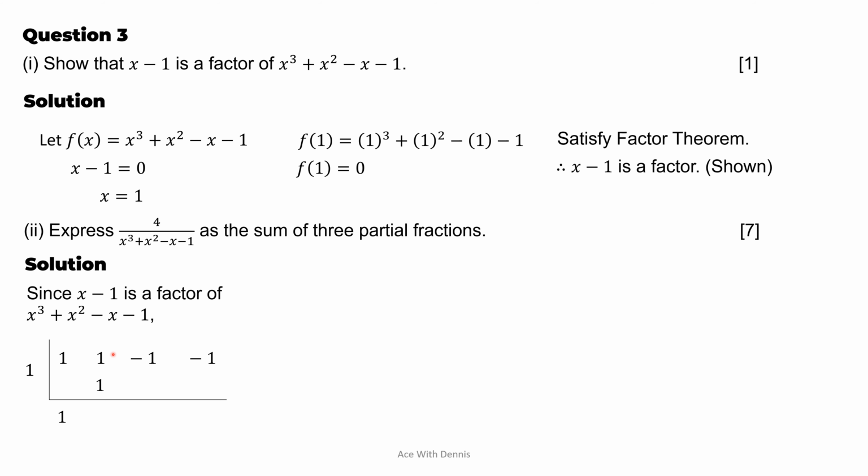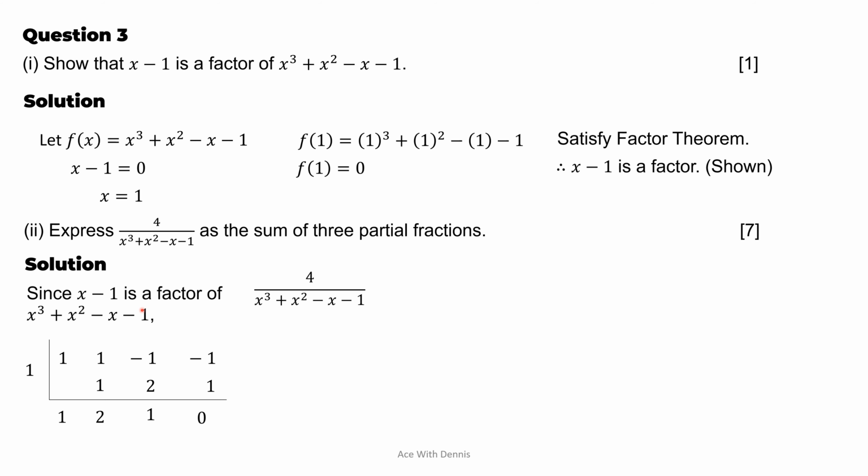So 1 times 1 we get 1. And we add these two numbers together. 1 plus 1 we get 2. Then the next step, 1 times 2 we get 2. So negative 1 plus 2 we get 1. Again 1 times 1 we get 1. So negative 1 plus 1 we get 0. So this number must be 0, so that x minus 1 is a factor.